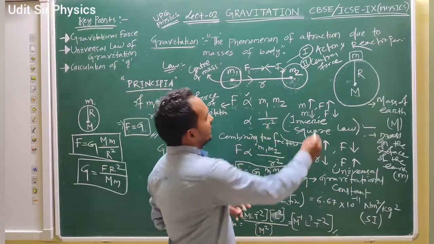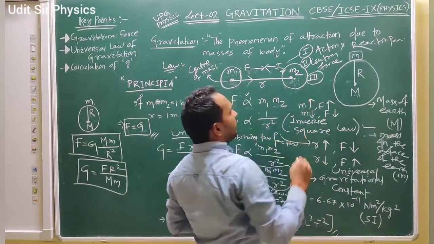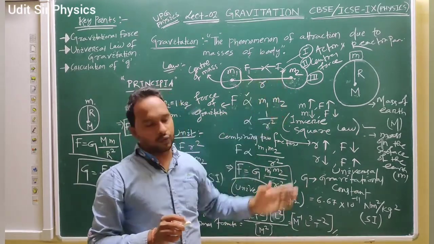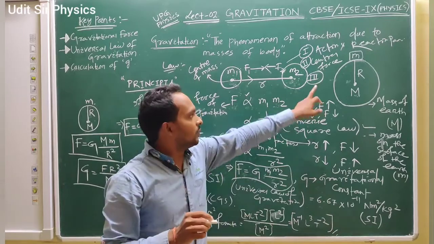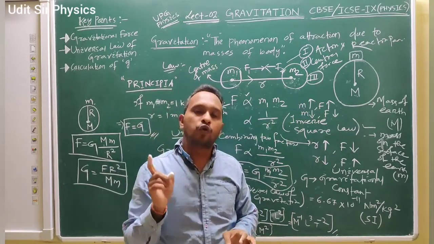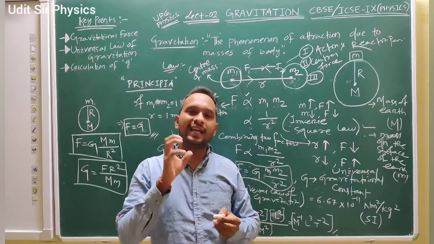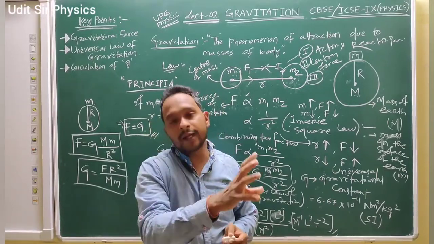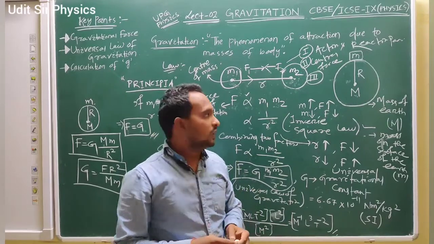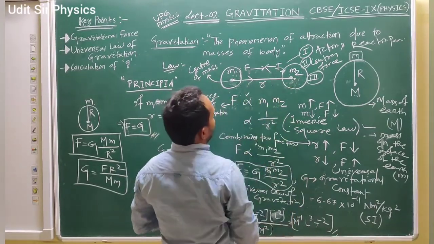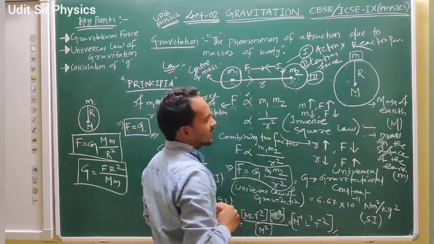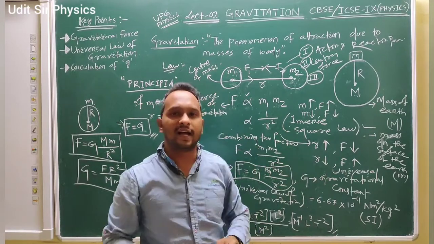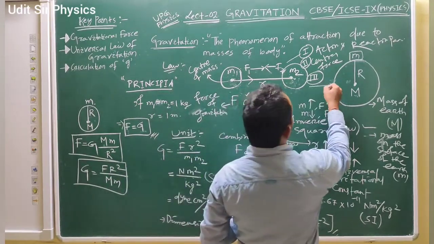I will provide the concept notes, so don't worry about that. Make a rough note. Okay. So number 3, the gravitational force between two bodies is independent of the nature of the intervening medium. Means the force of attraction between the two masses, whatever obstacle or any other medium comes in between, makes no difference.